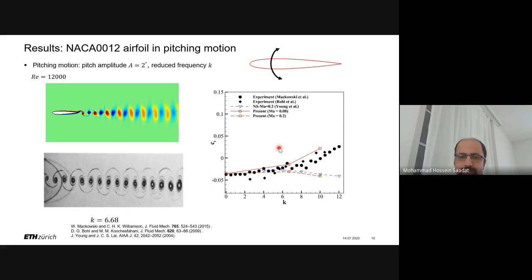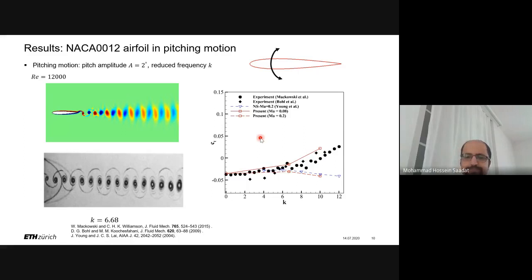The interesting thing in this picture is that in low Mach number flow, with increasing the reduced frequency, the thrust coefficient also increases. And this is also what is observed in the water tunnel experiments. However, if we increase the Mach number to 0.2, then we see a different behavior. And with increasing the reduced frequency, the thrust coefficient decreases. And this is also quite consistent with the numerical results of Navier-Stokes at the same Mach number.